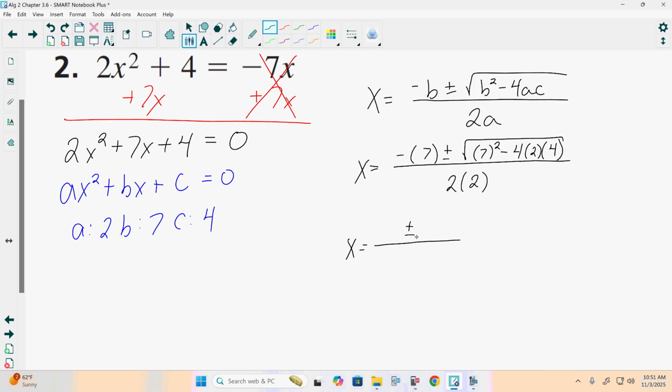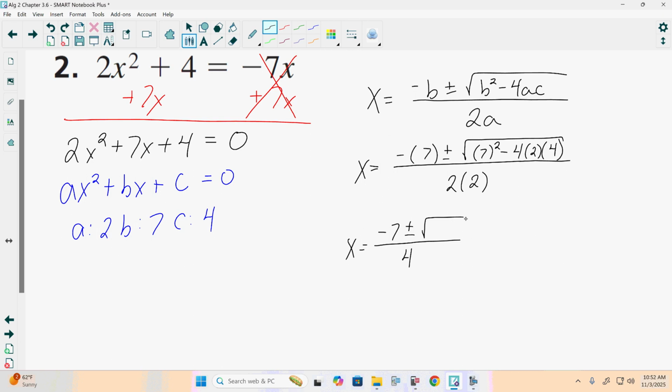Questions on how we set this up so far? Now we just need to simplify. Our negative 7 is just going to reduce to negative 7. On the bottom of the fraction, 2 times 2 is 4. Now we're going to need to simplify what's inside the radical.